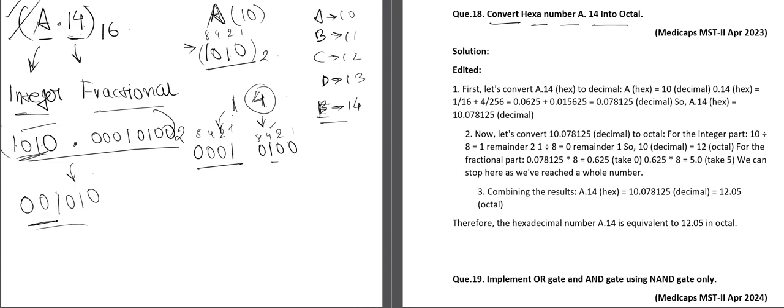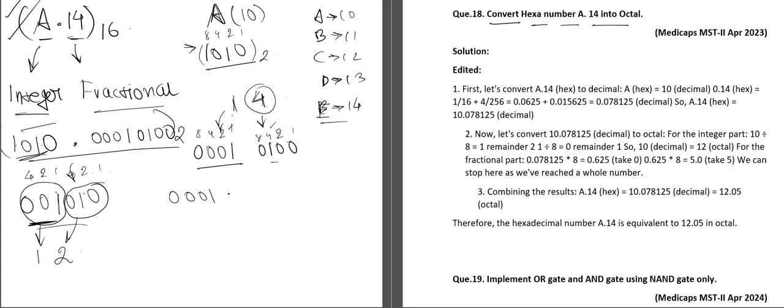We will make a group of 3 bits for this 001, and after that we will make a group of 3 bits for this 010. Okay, so for 001 we will be getting 1, and for 010 we will be getting 2. Okay, because the positional weights are 4, 2, 1, and similarly the positional weights are 4, 2, 1. So we will get 1 and we will get 2.